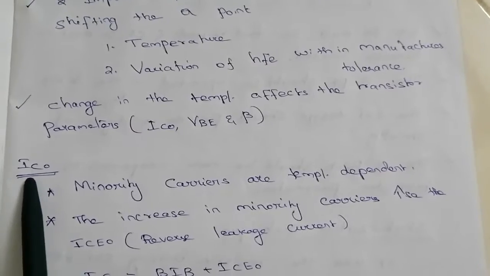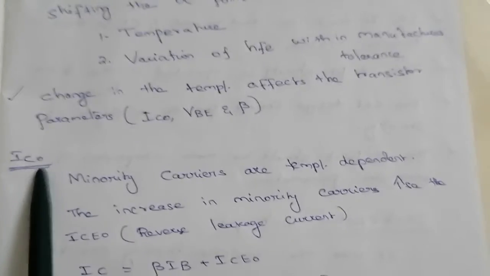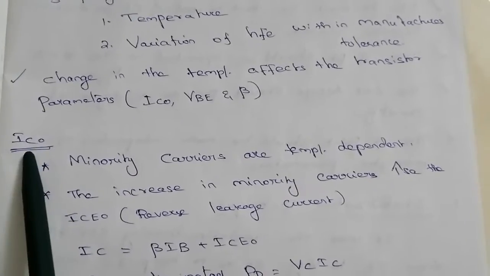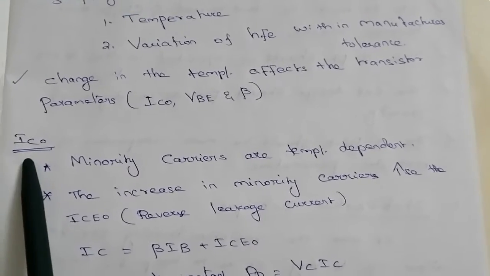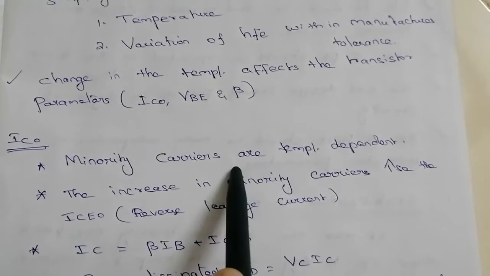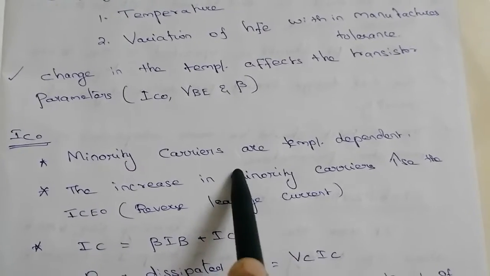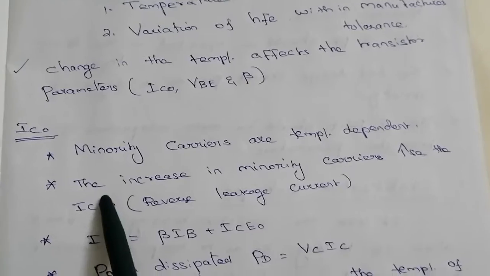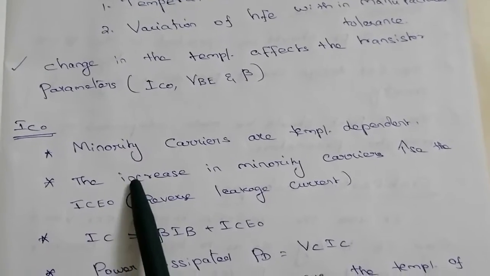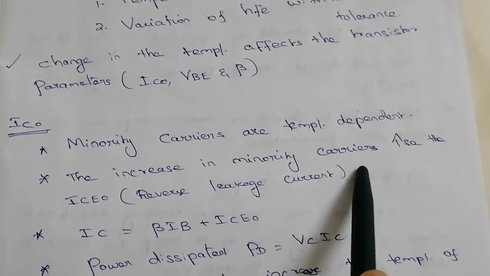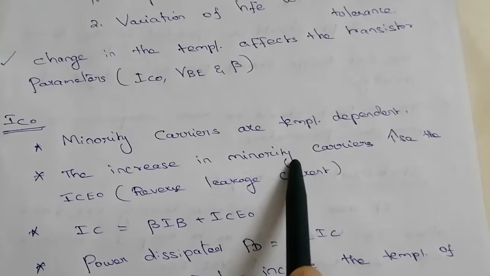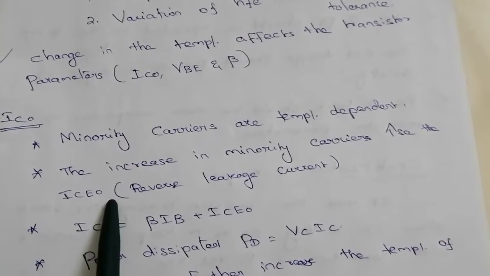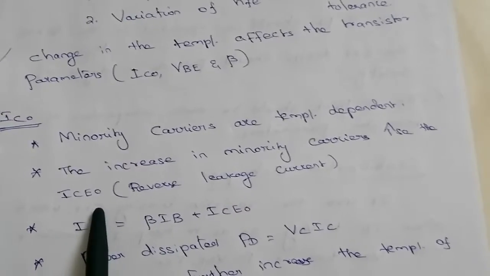So let's see how each parameter changes the Q point, right? The first one is ICO. ICO is nothing but the reverse saturation current. The reverse saturation current is produced due to the minority carriers. These minority carriers are also temperature dependent. So when the temperature increases, it automatically increases the minority carriers. If the minority carriers increase, it will increase the reverse saturation current, that is the reverse leakage current ICEO.